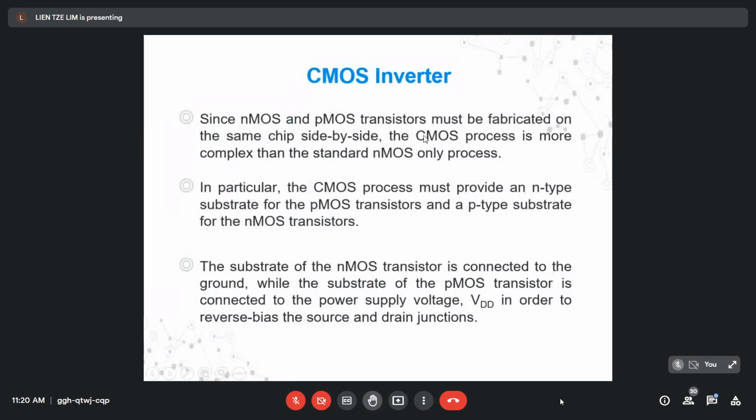Since NMOS and PMOS transistors must be fabricated on the same chip side by side, the CMOS process is more complex than the standard NMOS only process. In particular, the CMOS process must provide an N-type substrate for the PMOS transistor and a P-type substrate for the NMOS transistors. The substrate of the NMOS transistor is connected to the ground, while the substrate of the PMOS transistor is connected to the power supply voltage VDD in order to reverse bias the source and drain junctions.